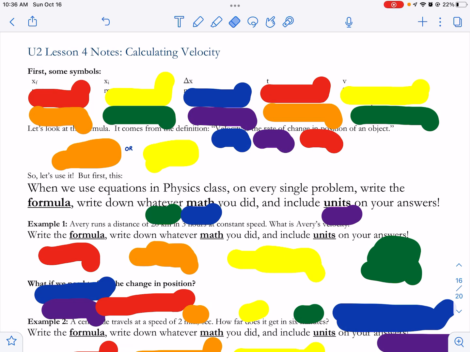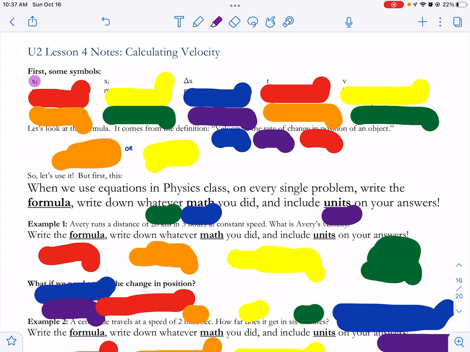Guys, this is Mrs. Gastler, and in this video we're going to talk about how to calculate velocity. Actually, there's several things you can calculate, not just velocity, but we're going to get started here by talking about some of the symbols you're going to see before we start looking at how we use these symbols and do the math.